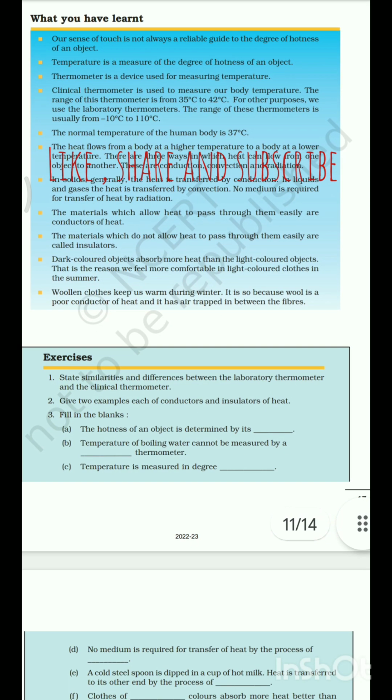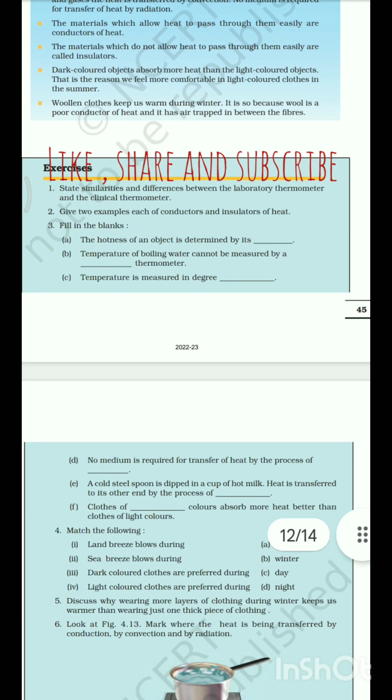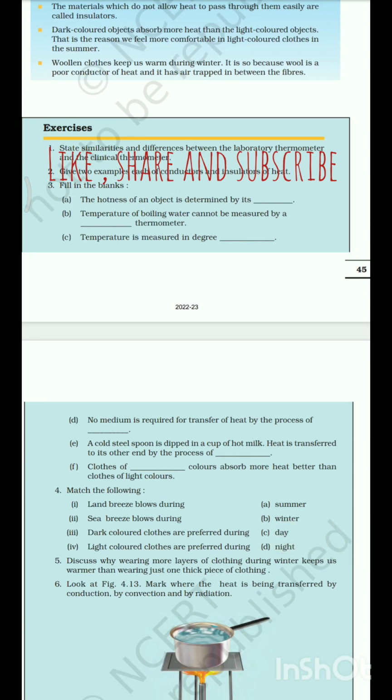Now we will do the exercise. The hotness of an object is determined by its temperature. Temperature of boiling water cannot be measured by a clinical thermometer. Temperature is measured in degrees Celsius. No medium is required for transfer of heat by the process of radiation. A cold teaspoon is dipped in a cup of hot milk. Heat is transferred to its other end by the process of convection.